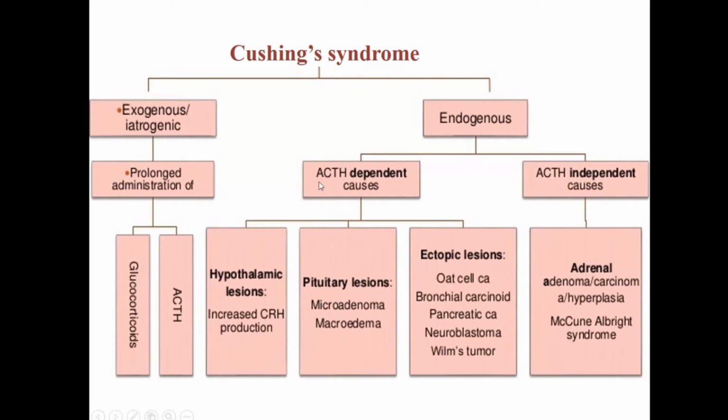Endogenous again is divided into ACTH dependent causes. I told you that ACTH secretion depends on the hypothalamus or pituitary. So it can be hypothalamic lesions or pituitary lesions, or ACTH can be secreted ectopically by the tumor conditions which we already talked about. ACTH independent causes: we have adrenal carcinoma or hyperplasia. One of the causes known here is McCune-Albright syndrome.